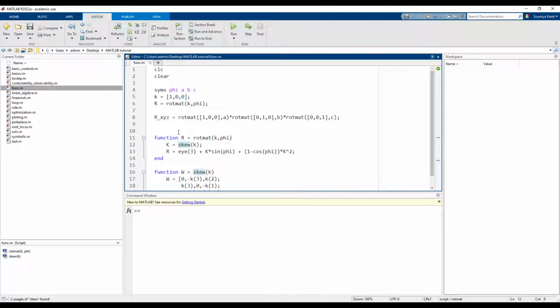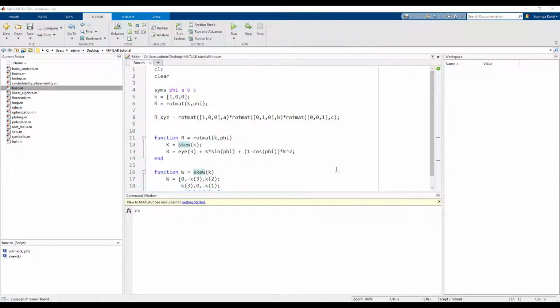Functions can be defined in two ways. Either it can be defined in the same file, or it can be defined as a separate file. If it is defined as a separate file, then any other file in that particular directory can also call that function. But if you want it in a single file, you can always do that.